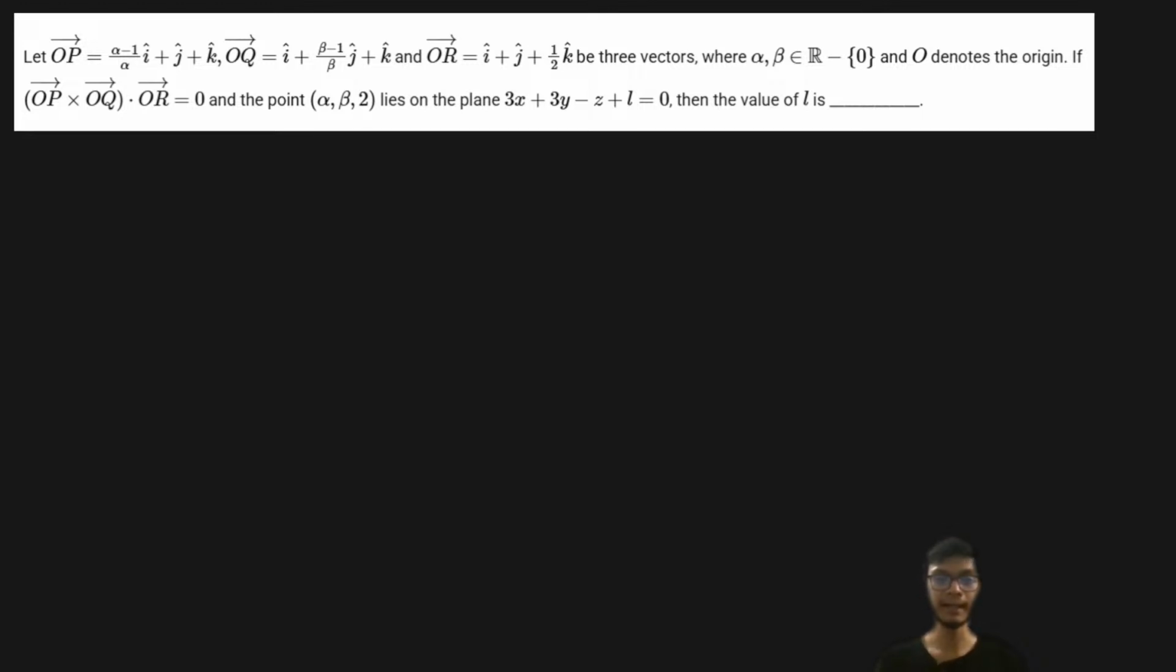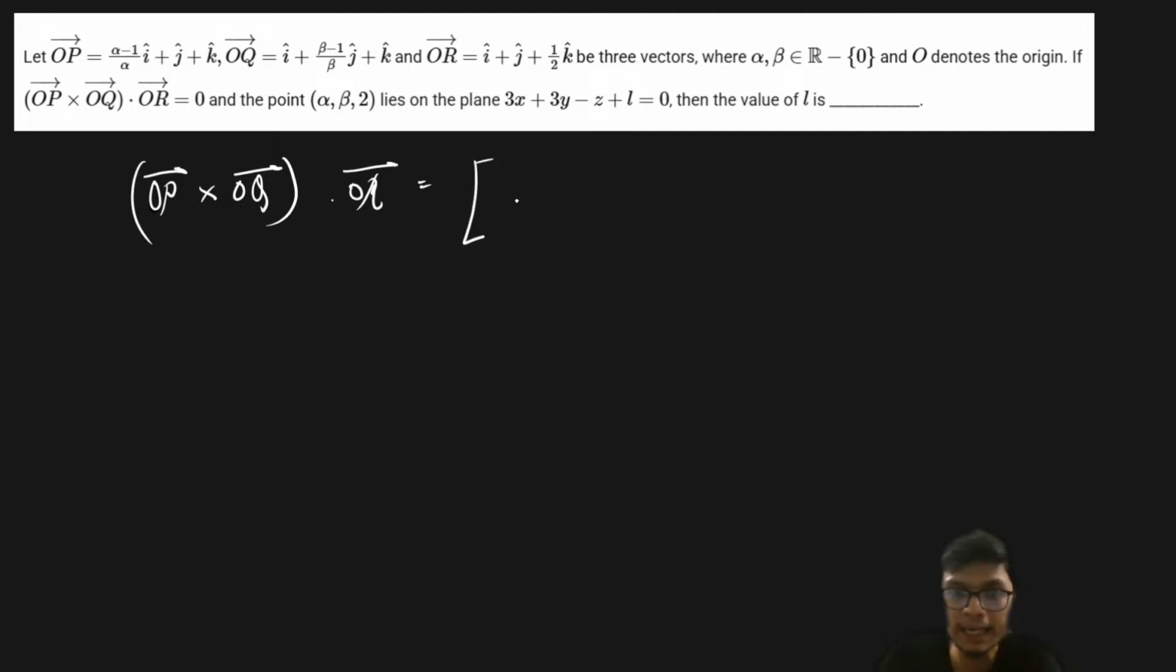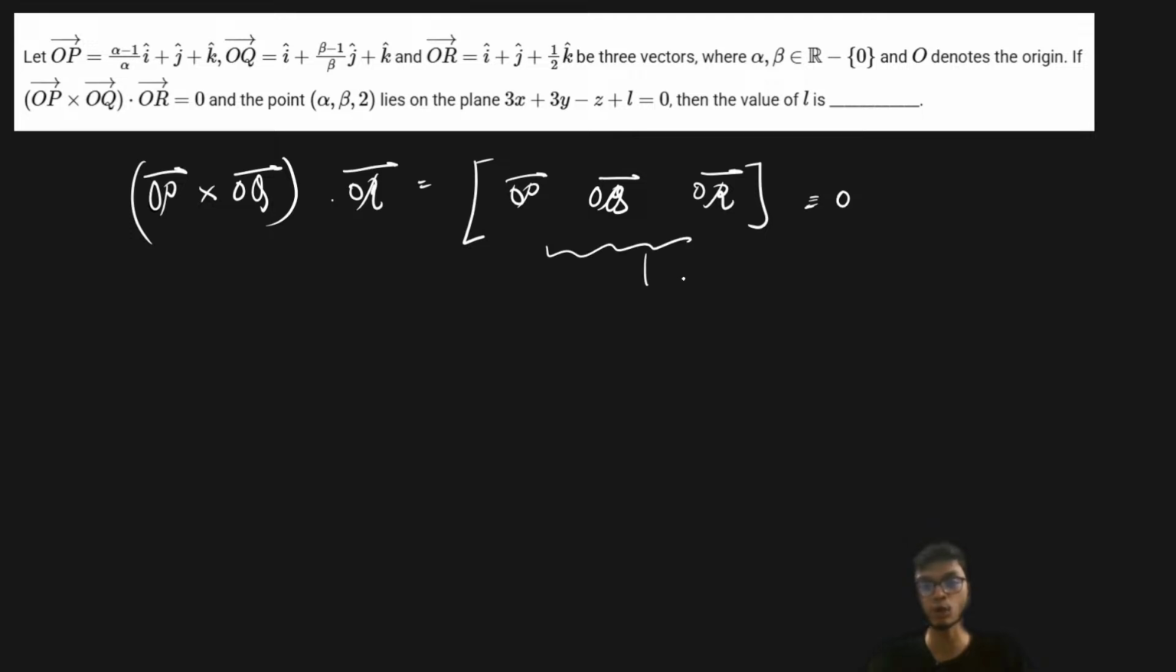origin over here. Then it is said that if we perform the scalar triple product of OP vector cross OQ vector dot OR vector, that is basically nothing but the scalar triple product of OP vector, OQ vector and OR vector, that is given as 0. So that basically means that all these three vectors are coplanar vectors. From this result, you get to understand that these three vectors are coplanar.